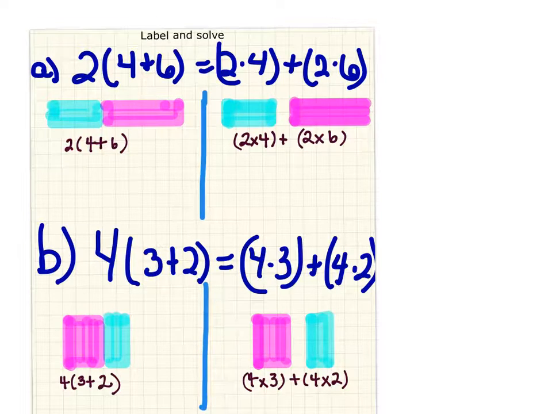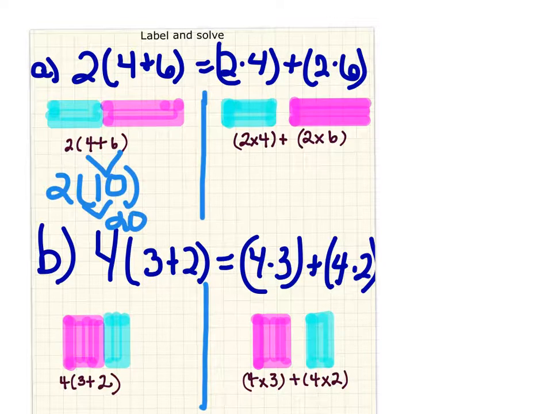This one says 2 times the sum 4 plus 6. That means that the width of this rectangle is 2, one of the lengths happens to be 4, and the other one happens to be 6. So the way we would solve it is we would do the sum first. 4 plus 6 is 10. Then we do 2 times 10, which equals 20.